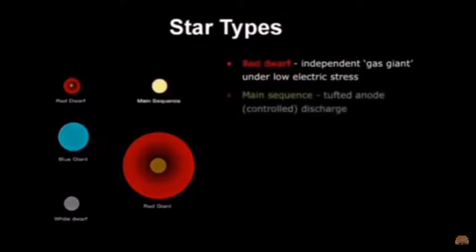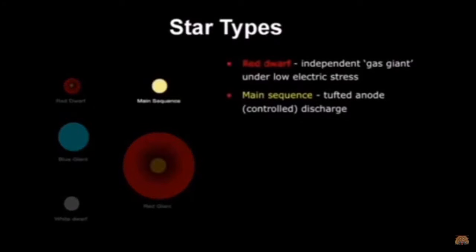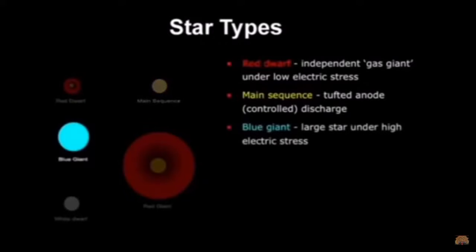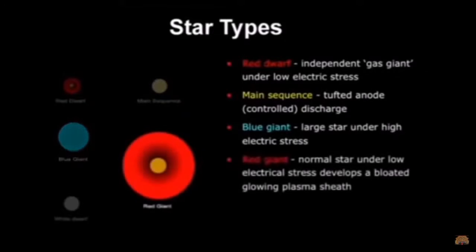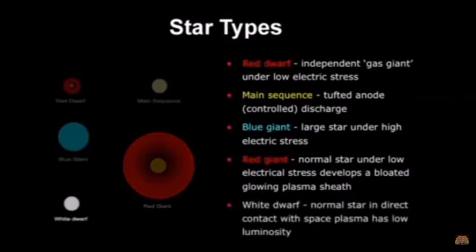Main sequence star: it is covered with photospheric tufting, a tufted anode and a controlled discharge. Blue giants are a large star under high electrical stress. Red giants are a normal star under low electrical stress, and it develops a bloated, glowing plasma sheath. A white dwarf is a normal star in direct contact with space plasma and has low luminosity.